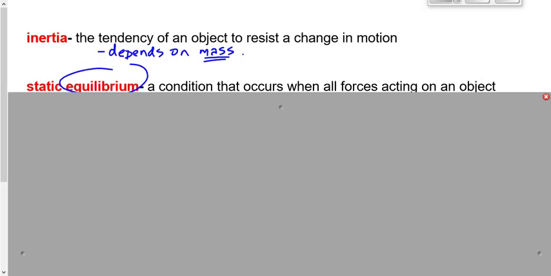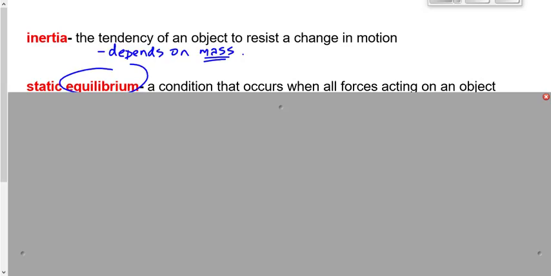Balance, equilibrium. In Physics 30, we have this list of things up on the board over here. This little thesaurus, this physics thesaurus. You can see the word equilibrium goes with balanced forces. Okay, static equilibrium means that we have balanced forces.